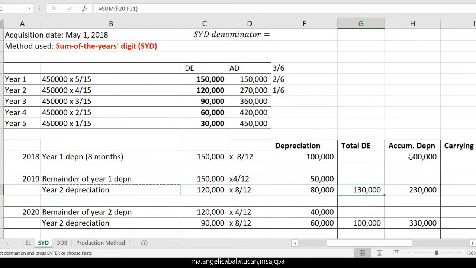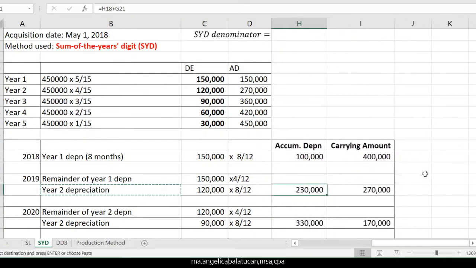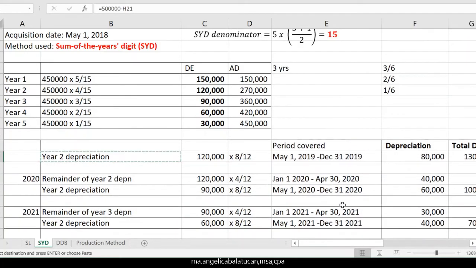So now our accumulated depreciation would be the 2018 and 2019 depreciation. So 130,000 and 100,000, that's 230,000. And to get the carrying amount, that would be 500,000 cost minus 100,000 here. So 400,000 is the carrying amount as of 2018. For 2019, it is 400,000 minus 230,000, you will get 270,000. Okay?